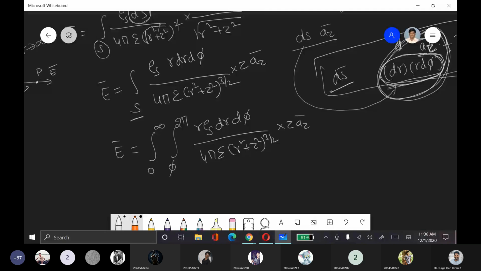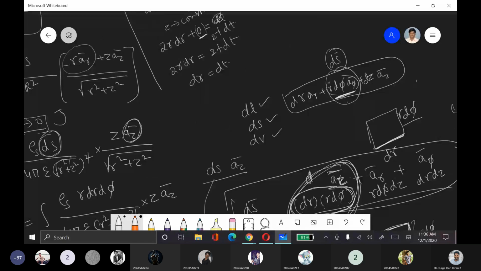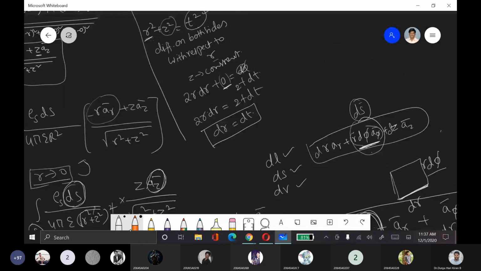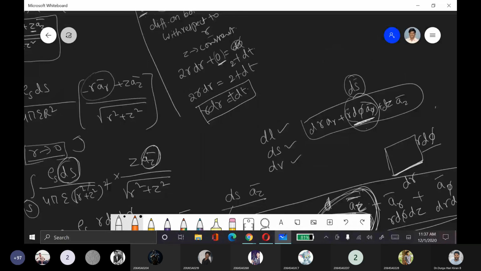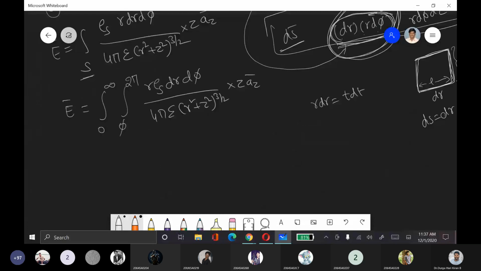What is that? r dr is equal to t dt. I hope everyone remembers this, we have done this. r dr is equal to t dt, right? So wherever the r value is there, I can change it to t dt. Wherever it is there, I will just change it to this one.